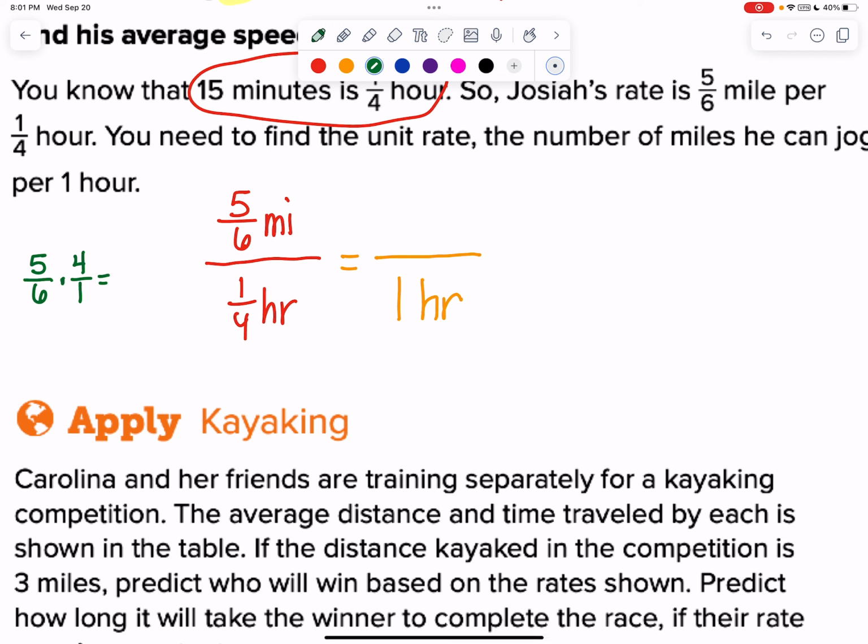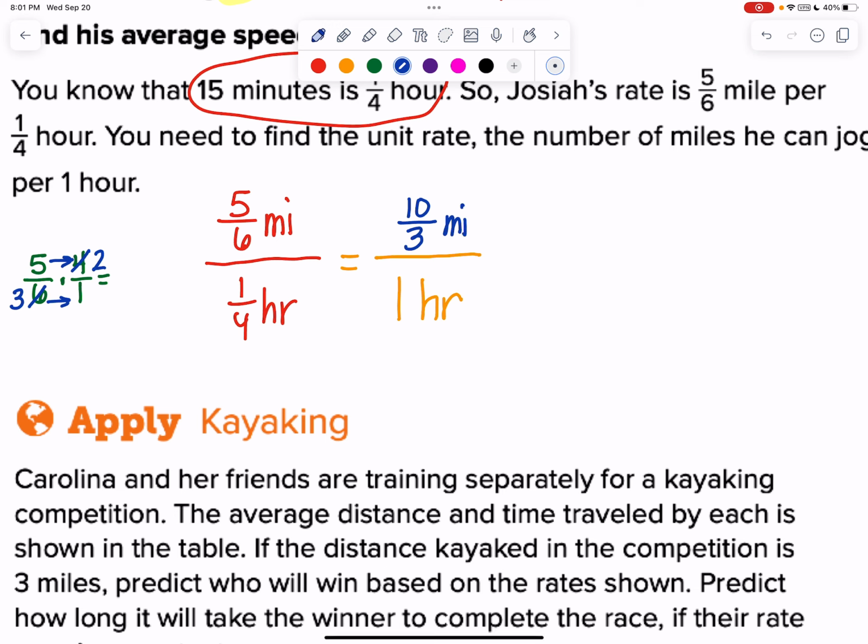Now, I always see if I can cross simplify, and I can here. We can divide both those by 2, and we get 2 here and 3 here. We don't need a common denominator with multiplying by fractions, so we multiply straight across, and we get 5 times 2 is 10, and 3 times 1 is 3. So that's 10/3 miles per hour.